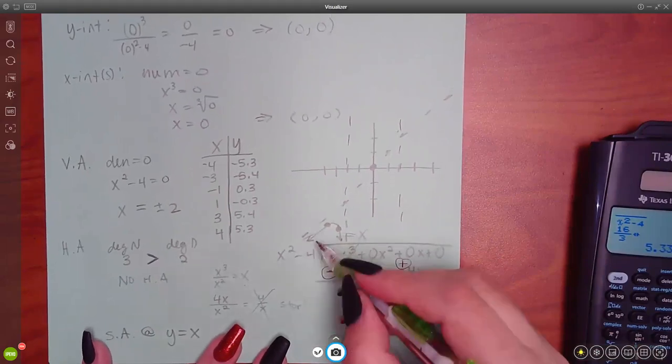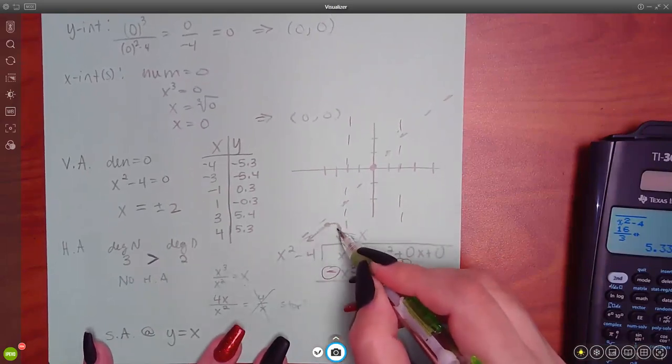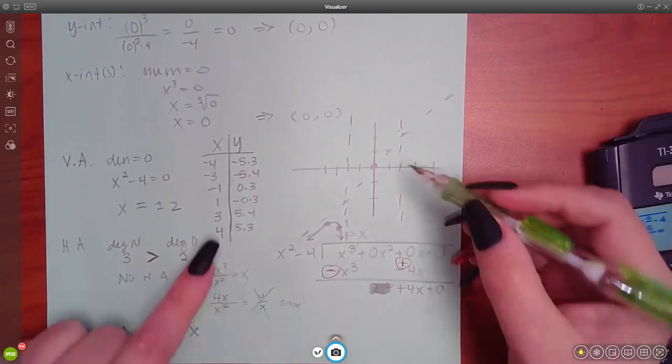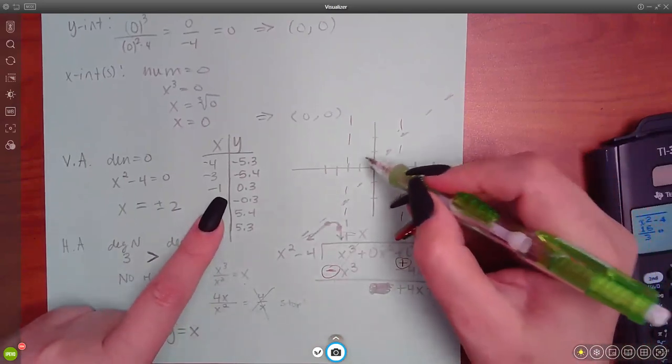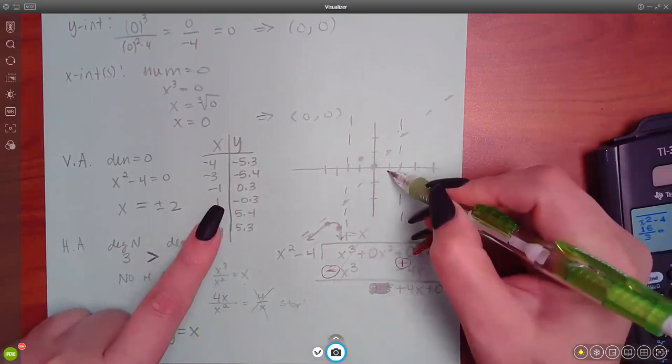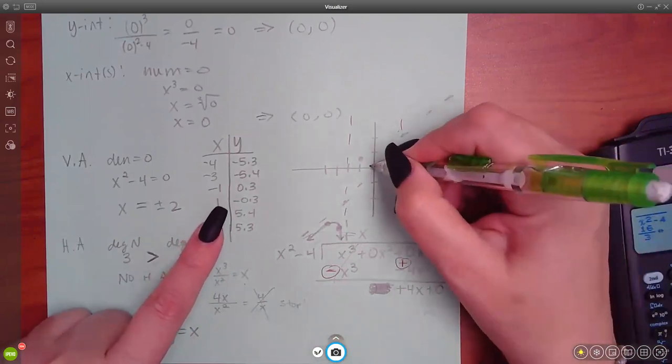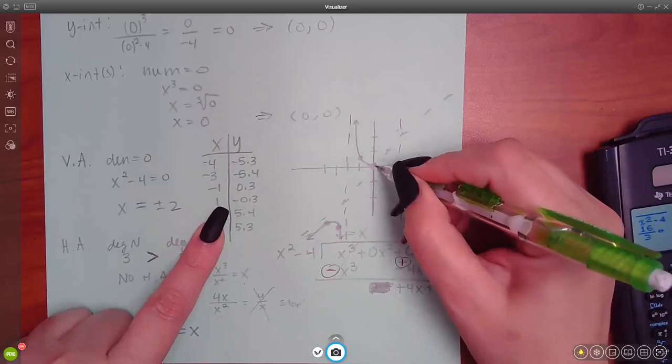So on the left-hand side, it's at the bottom going downward. In the middle, we have positive 1/3 and negative 1/3. So in the middle, it looks like a cubic, a negative cubic.